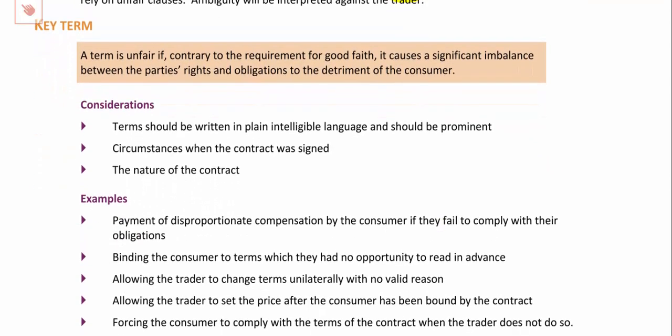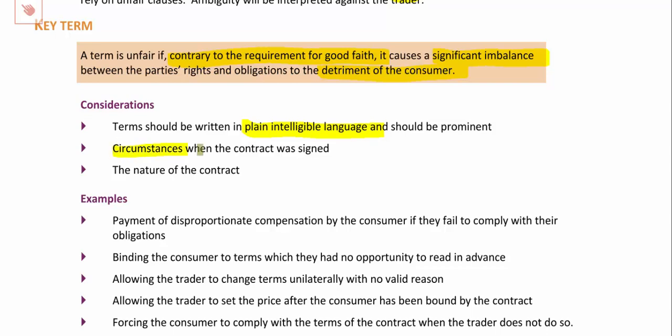Now, what is this term fair then? Well, a term is unfair, according to the statute, if it's contrary to the requirement for good faith, causes a significant imbalance between the parties to the detriment of the consumer. So the sort of thing we should be looking at here is how clear was the language? Was it written in clear, easy to understand language? And if you can get the plain English clarity mark on your document, that may help you here.